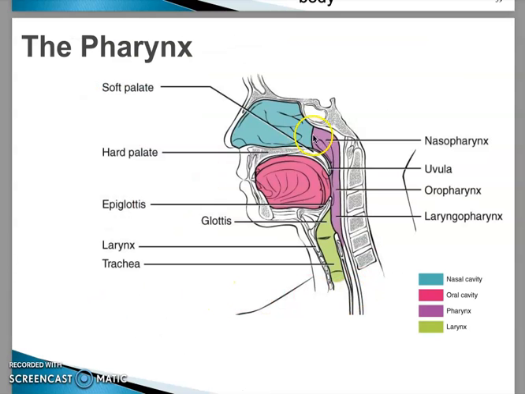And then we just have a super fast visual right here. This is where the pharynx would be. The oropharynx, remember, is the opening of the pharynx to the esophagus. Then we have our larynx, the epiglottis, glottis, the soft palate of the mouth, and the hard palate. As you can see by the colors, it's broken down by the nasal cavity, oral cavity, pharynx, and larynx. And we'll continue from there.